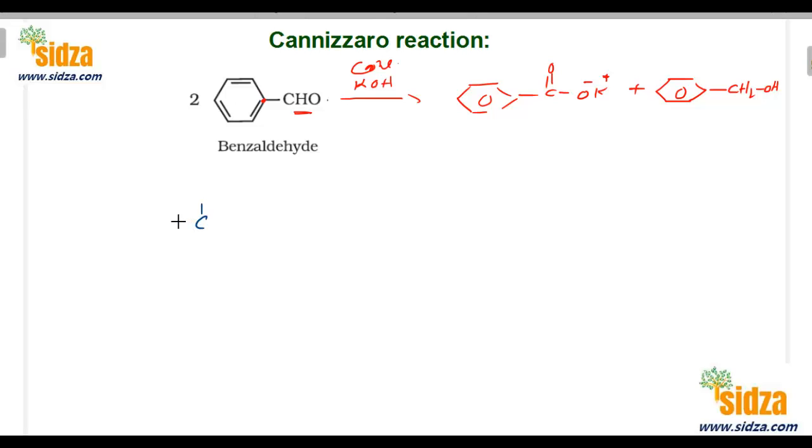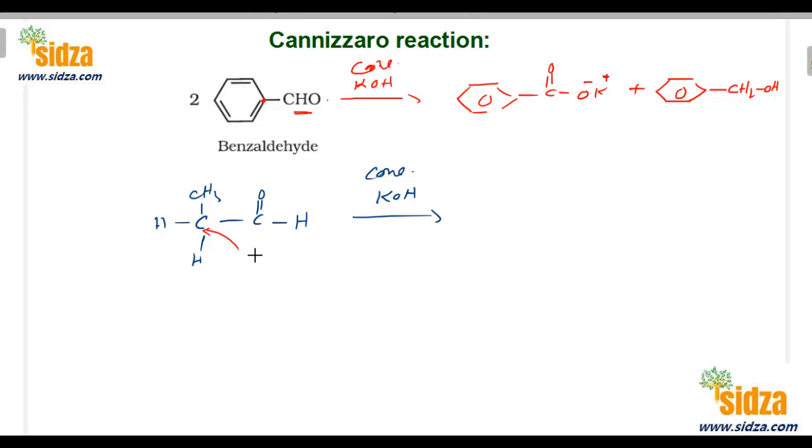Suppose you got a carbon attached with the CH3, H, and C double bond O H. Now, what about this molecule? Can this molecule undergo the Cannizzaro reaction? Can it show the Cannizzaro reaction? No. If you react with a concentrated potassium hydroxide, it cannot undergo the Cannizzaro reaction. Rather, it will undergo the aldol condensation, right? Why? Because it has alpha hydrogen.